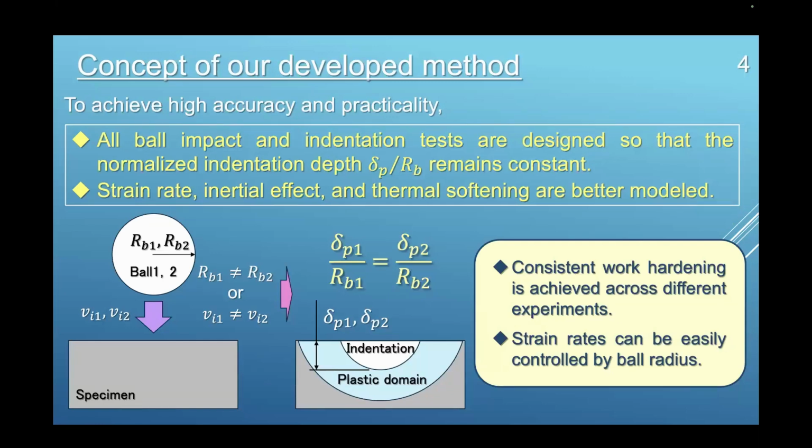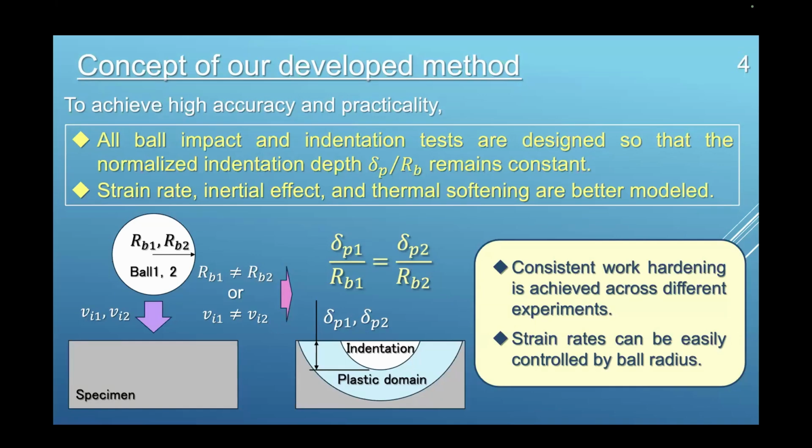In our approach, to achieve high accuracy and practicality, all ball impact and indentation tests are designed so that the normalized indentation depth, calculated as indentation depth divided by the ball radius, remains constant, as shown in this figure. This allows us to achieve consistent work patterning across different experiments. Furthermore, we can easily control the strain rates by ball radius.